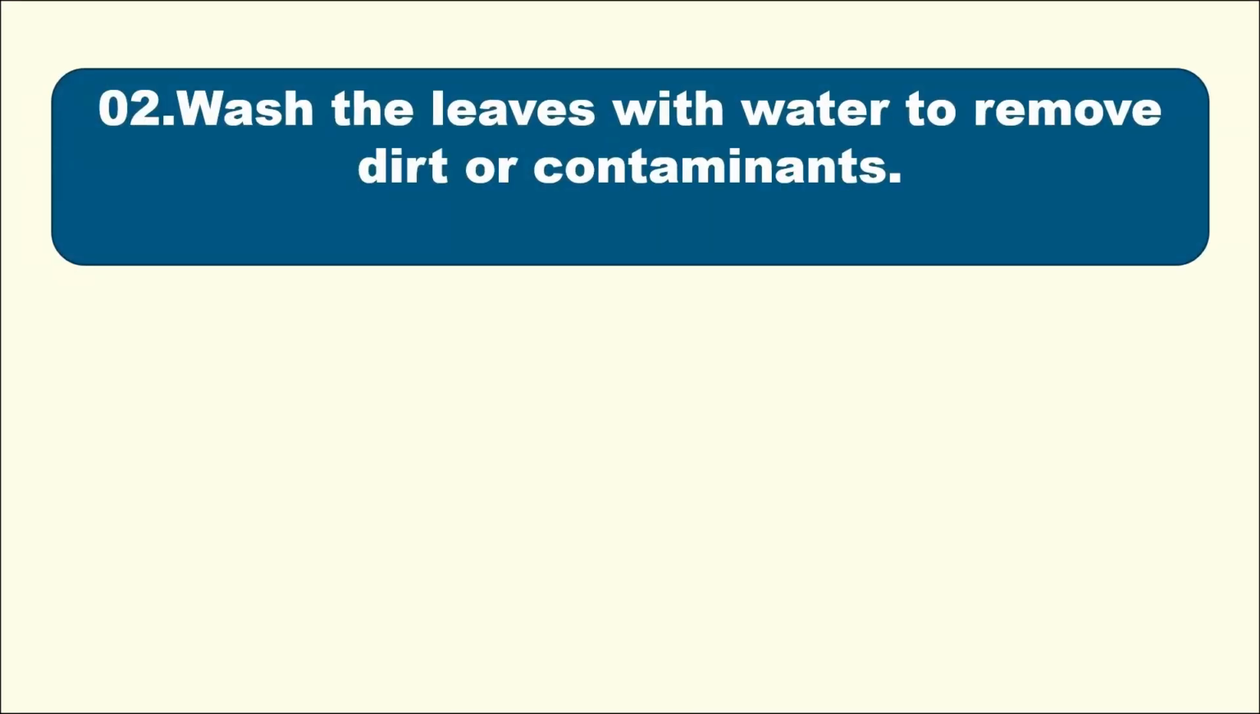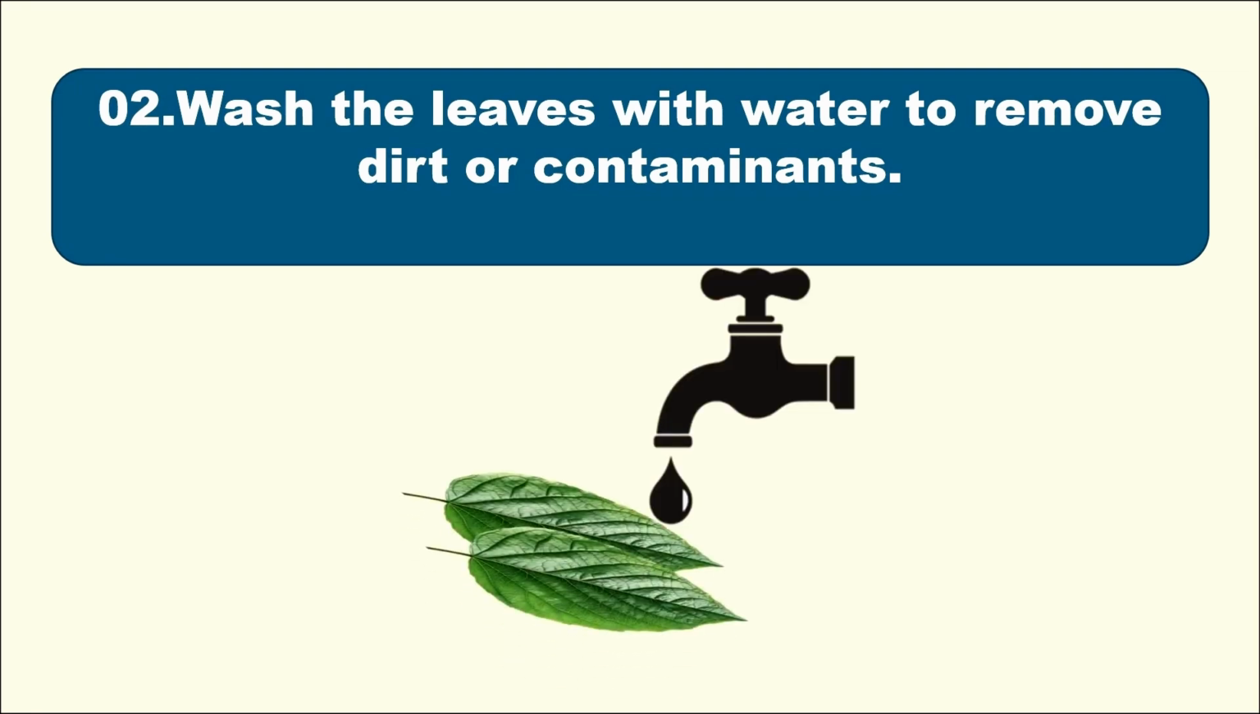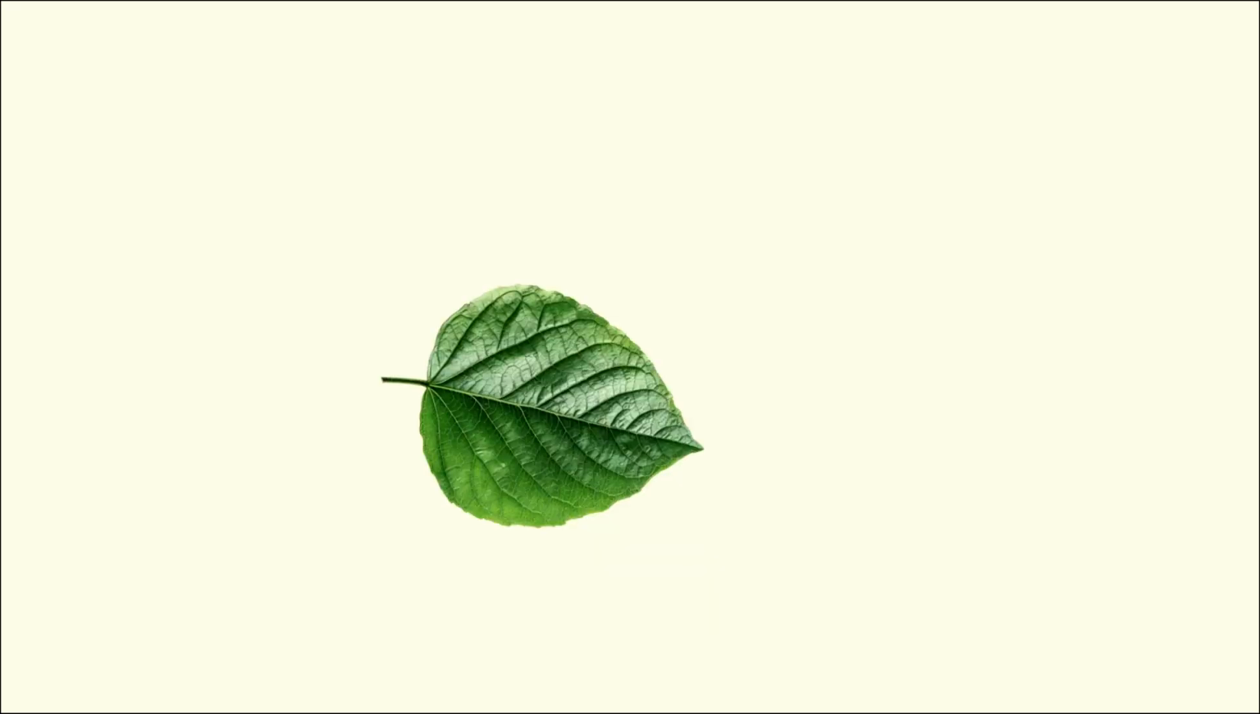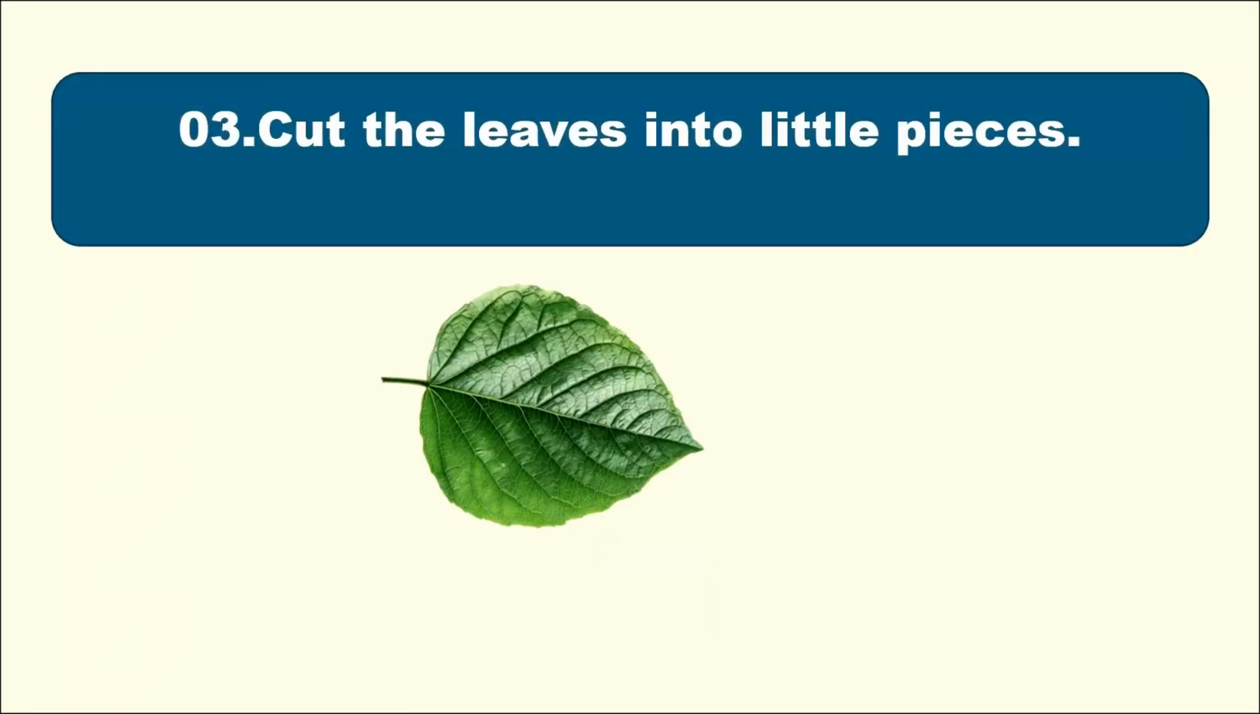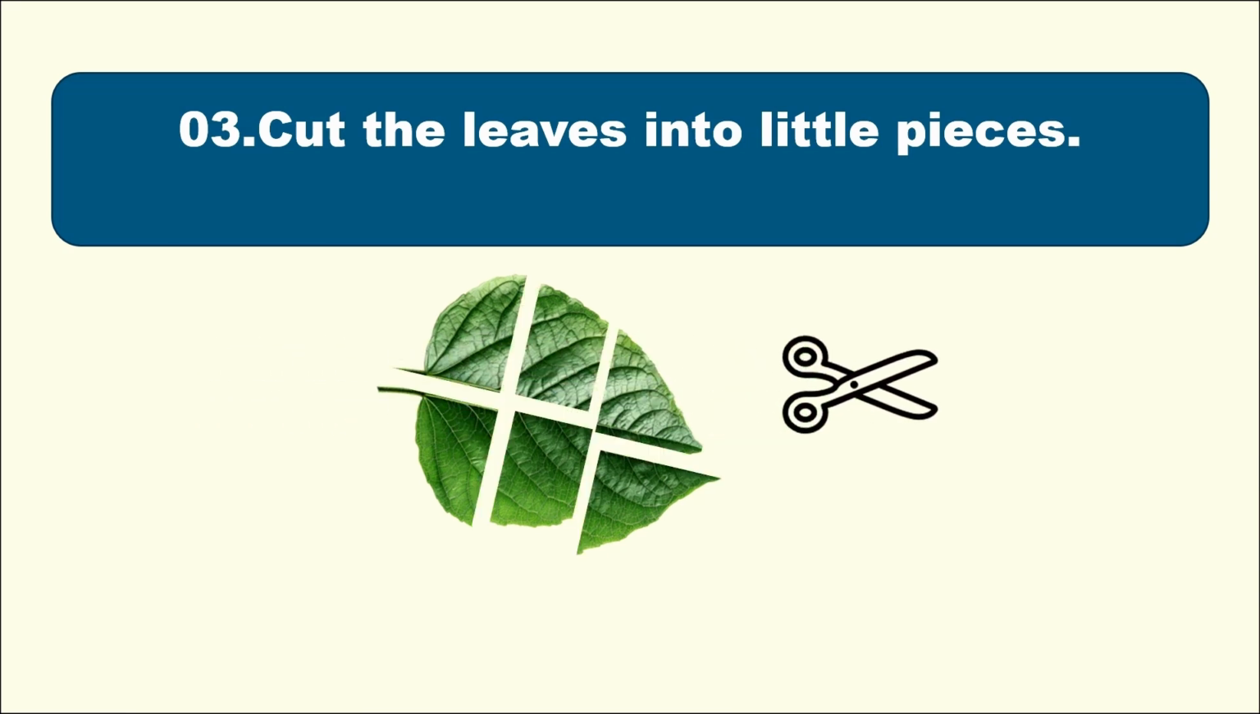Next, wash the leaves thoroughly with tap water to remove any dirt, dust, oil, or other contaminants. This step is crucial to make sure nothing interferes with the pigment extraction. After washing, cut the leaves into small pieces. This makes it easier to grind them and helps release the pigments more effectively.